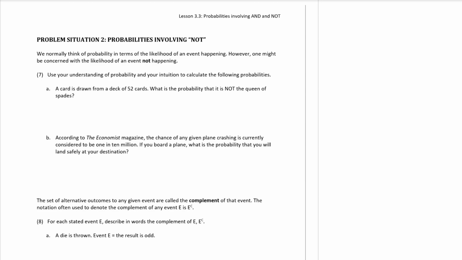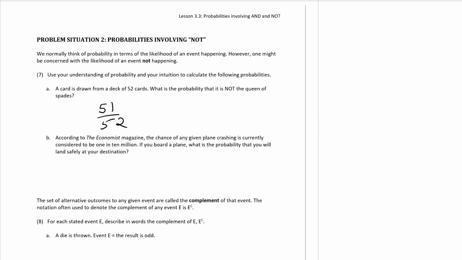All right, so let's review. Well, there's only one Queen of Spades there. So the fact that it's not a Queen of Spades would be all the other cards, correct? There's 51 out of 52. Okay, that's it. So it's easier to just say, okay, what's the probability that it is a Queen of Spades? And then just take it away.